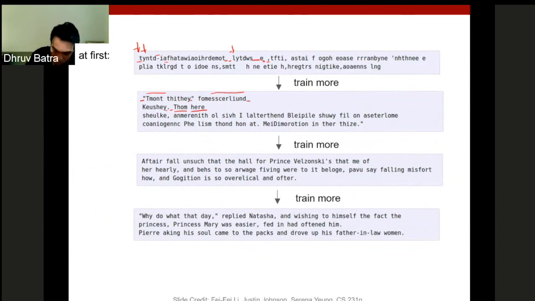But after a while, these things start looking like real sentences. There's a quote opened. "Why do what that day?" Okay, so that's not a meaningful question, but it is a question. The comma is inside the quote. Oh, that's nice. Pedantic rules of grammar respected. "Replied Natasha, and wishing to himself the fact that Princess Mary was easy, fed in that they offered him," and so on. I have no idea what this sentence means, but at least it sounds like a sentence.